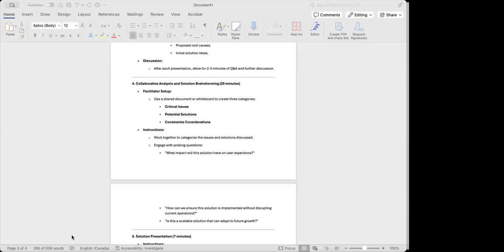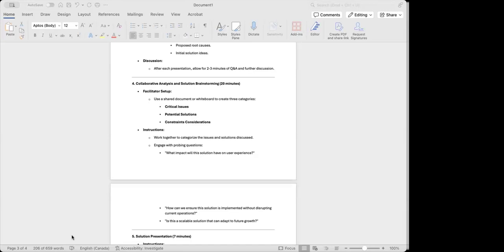I think there's also the last one: is it a scalable solution that can adapt to future growth? Did we add that one? Did we answer the last one? I just want to find out. No, we didn't. Okay, so the last two points are not answered.